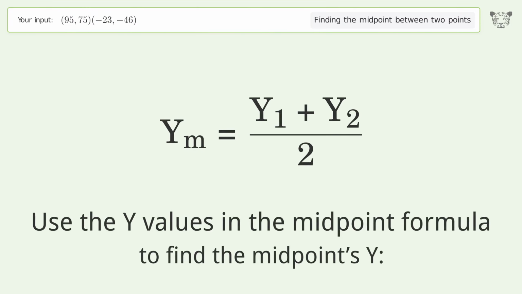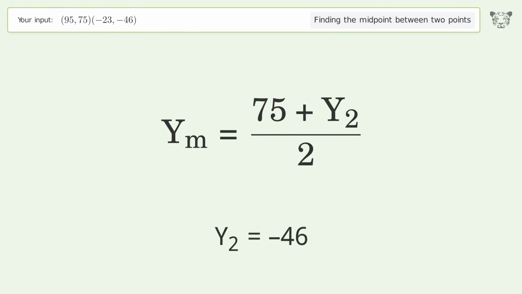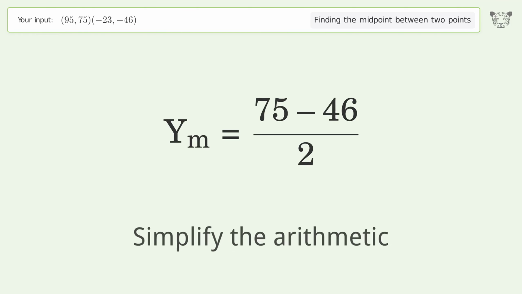Use the y values in the midpoint formula to find the midpoints y. y1 equals 75. y2 equals negative 46. Simplify the arithmetic.